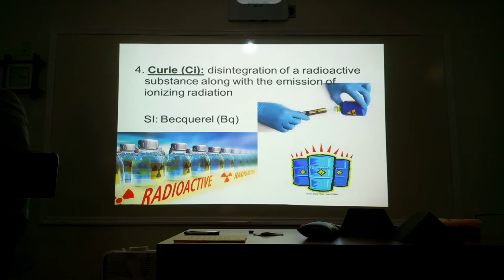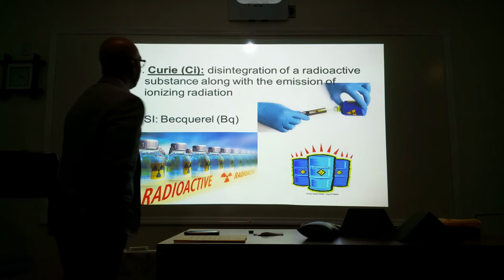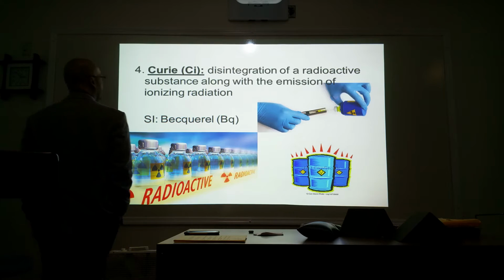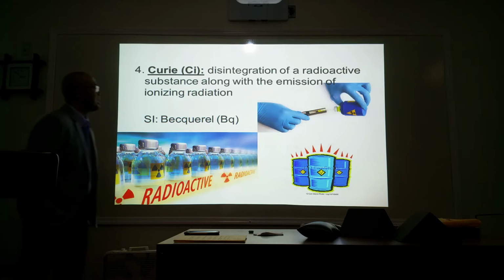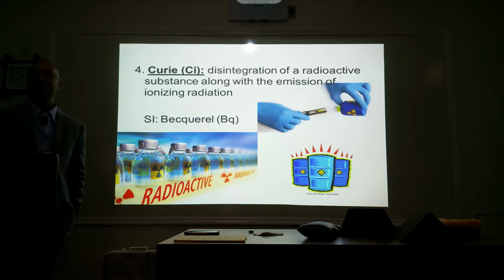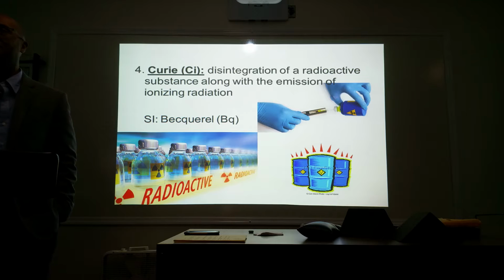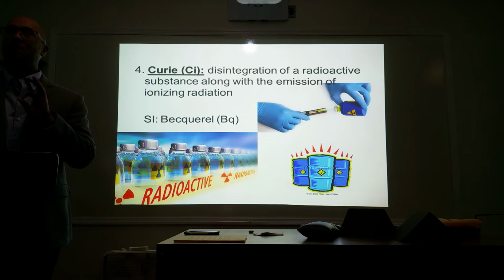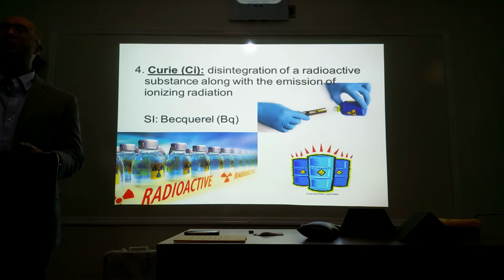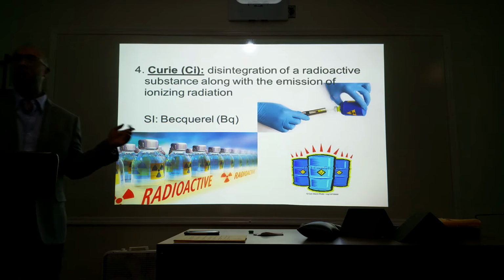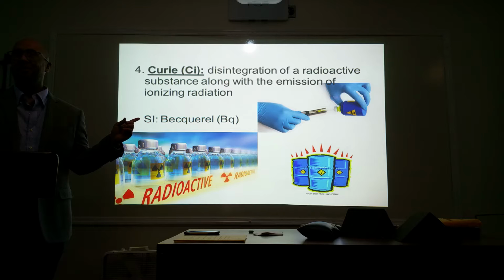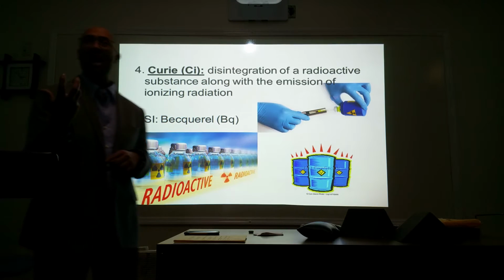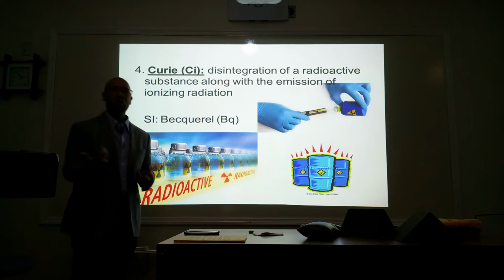Number 4 is the Curie. This refers to the disintegration of radioactive substance along with the emission of ionizing radiation. So we're talking about a radioactive substance. Can you give me an example of why we're concerned with this in the radiology department? Who deals with radioactive substances? Radiation therapy? Not radiation therapy. Nuclear medicine, yeah, because they have radioactive isotopes. So we're injecting radioactive isotopes into the patient.